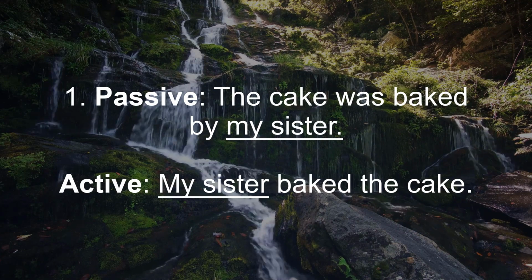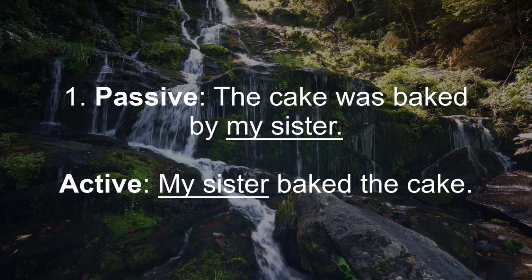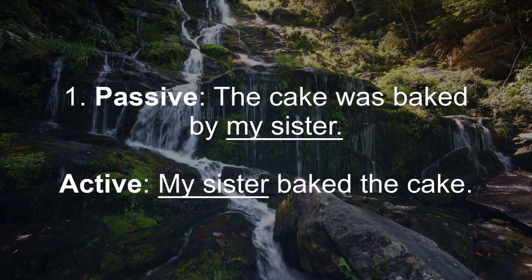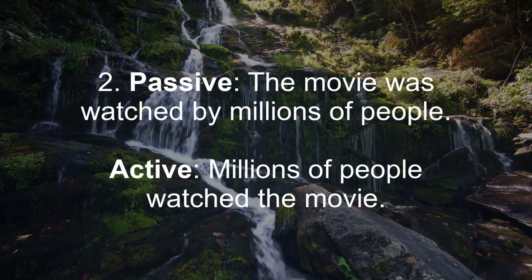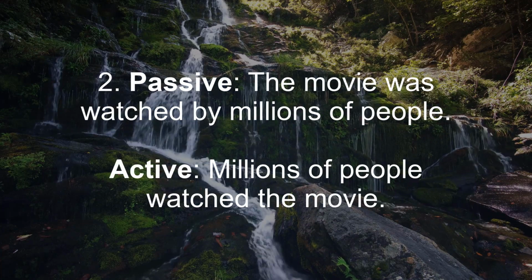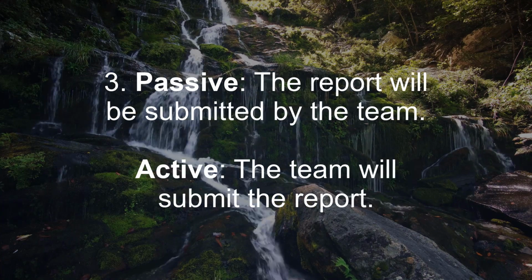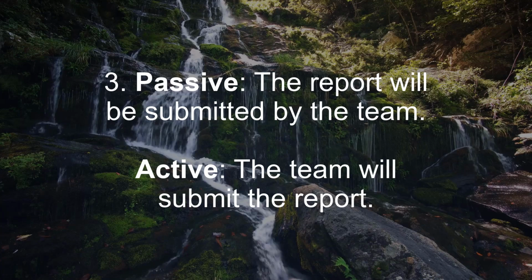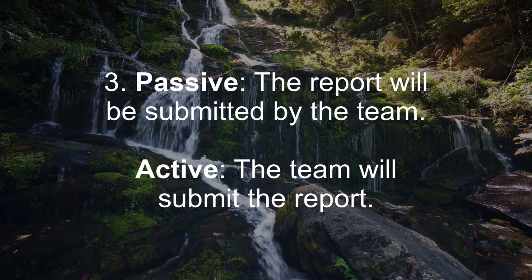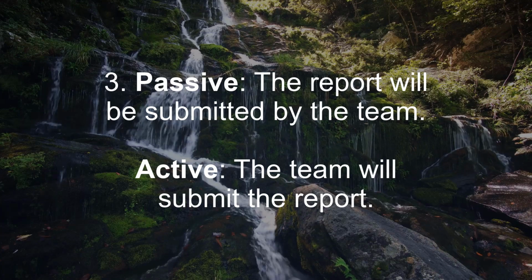1. Passive: The cake was baked by my sister. Active: My sister baked the cake. 2. Passive: The movie was watched by millions of people. Active: Millions of people watched the movie. 3. Passive: The report will be submitted by the team. Active: The team will submit the report.